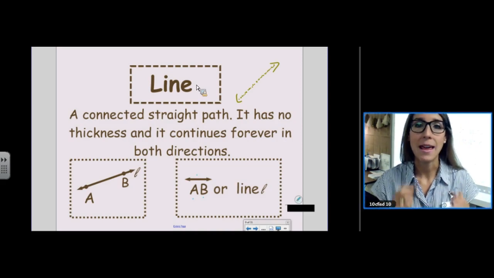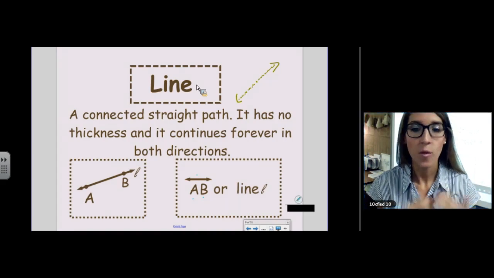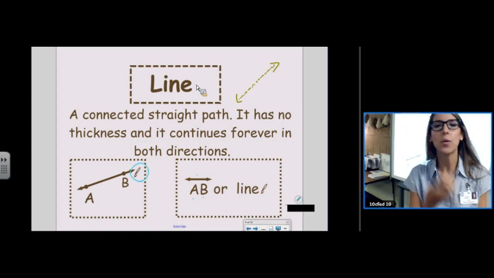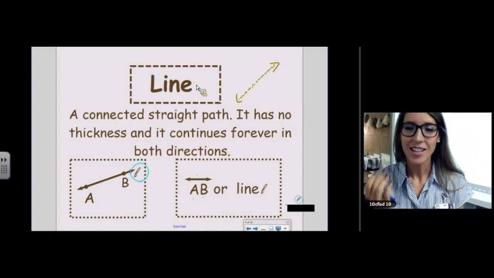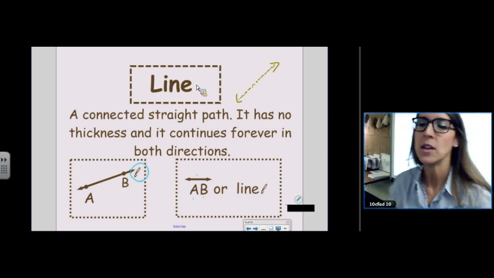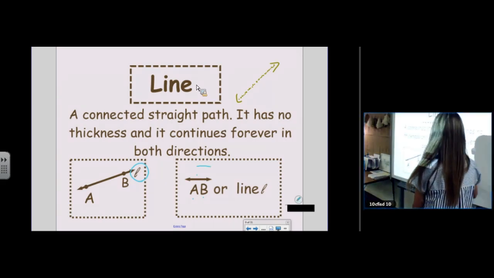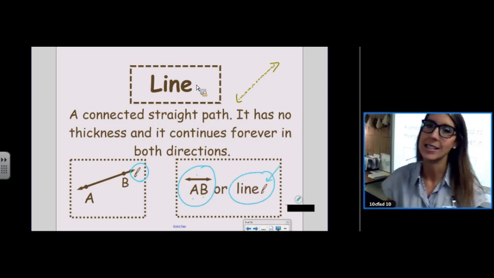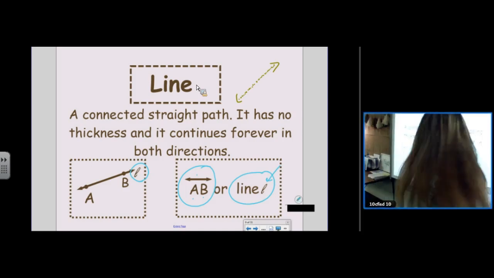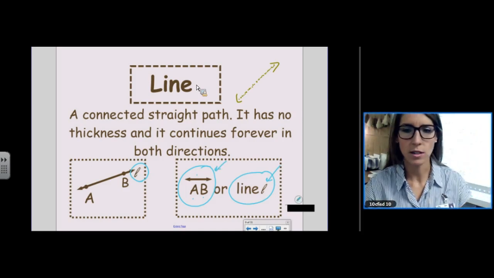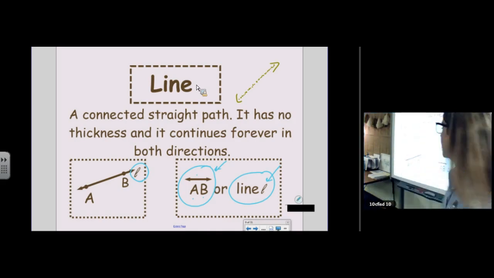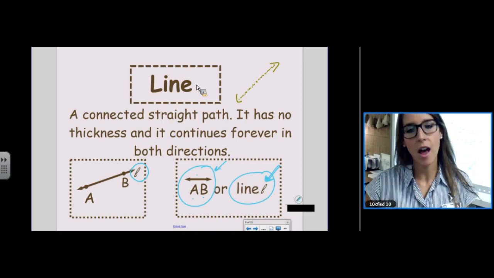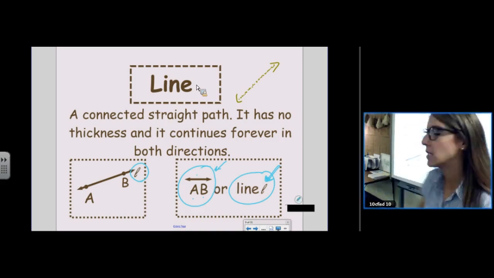So you can name it by naming any 2 points on the line, or if the line has a little label, a lowercase italicized letter, you can name it with the lowercase italicized letter. So I can name this line AB, or I can name it line lowercase italicized L. But notice, when I did this, did I have to write the word line? No. But when I did this and named it with a lowercase italicized letter, I did have to write the word line before I put it. So really this way is longer.